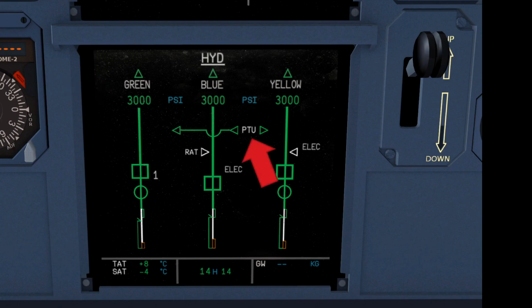PTU stands for Power Transfer Unit. If the green or yellow system loses pressure, the PTU can pressurize the other system. This symbol indicates that the PTU is not currently transferring pressure. The rectangles represent engine-driven hydraulic pumps, and the circles below them are valves that can be closed, for example, in case of an engine fire. At the bottom, a green pointer shows the hydraulic fluid quantity in the reservoir.